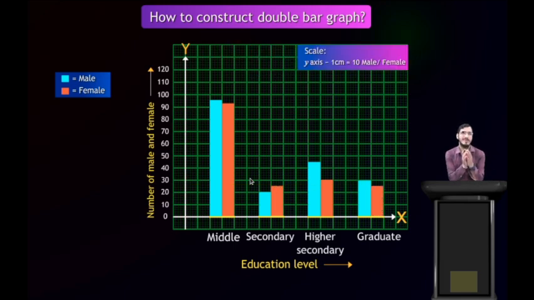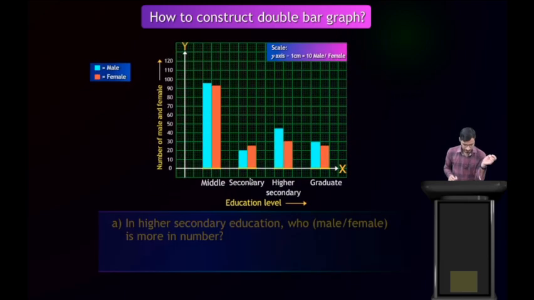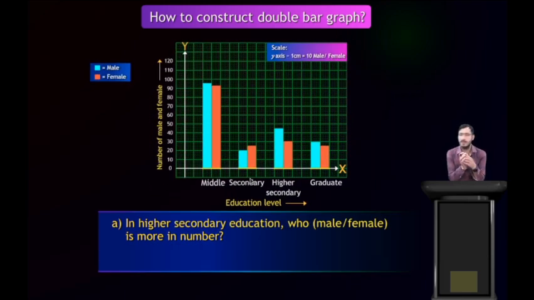So it's the double bar graph. Now, in higher secondary education, who is more in number, male or female? Can you tell me? See the graph, the double bar graph, and tell me the answer.